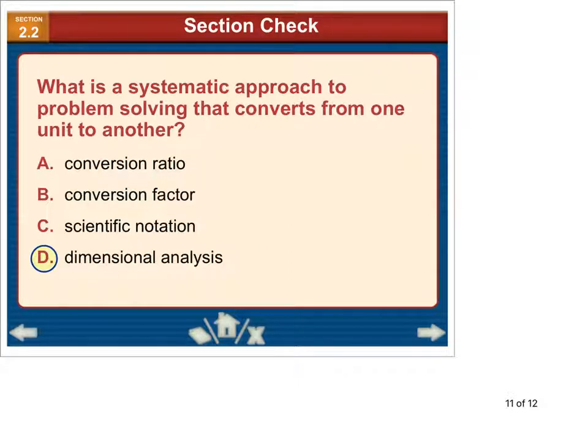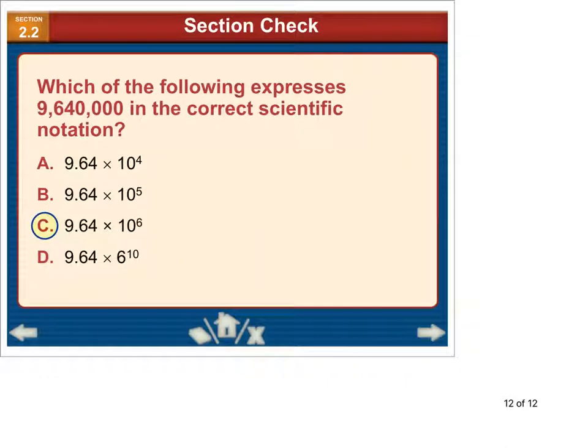A couple quick review questions. A systematic approach that converts from one unit to another is dimensional analysis. We use conversion factors to accomplish our conversion ratio. These actually kind of mean the same thing. Scientific notation is just how we typically express our answers. Correct scientific notation: they're all 9.64, so that's good.